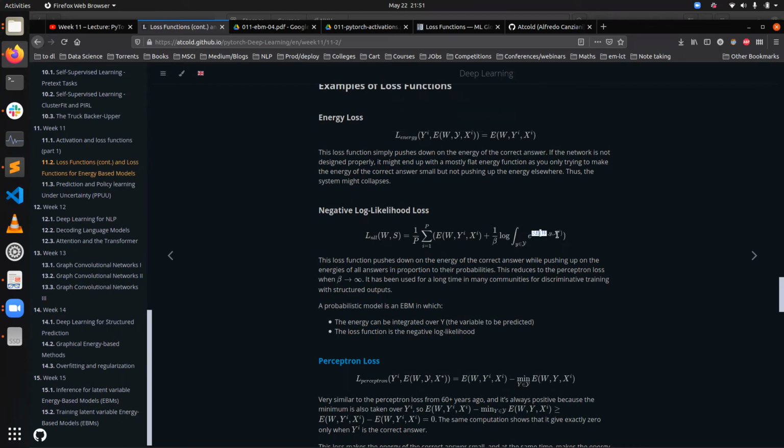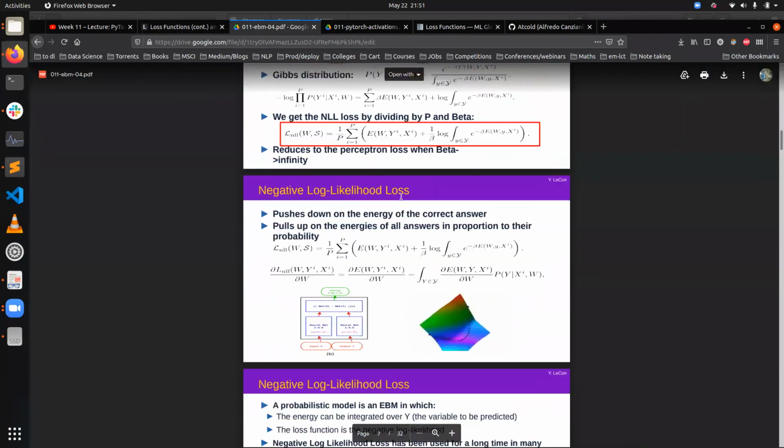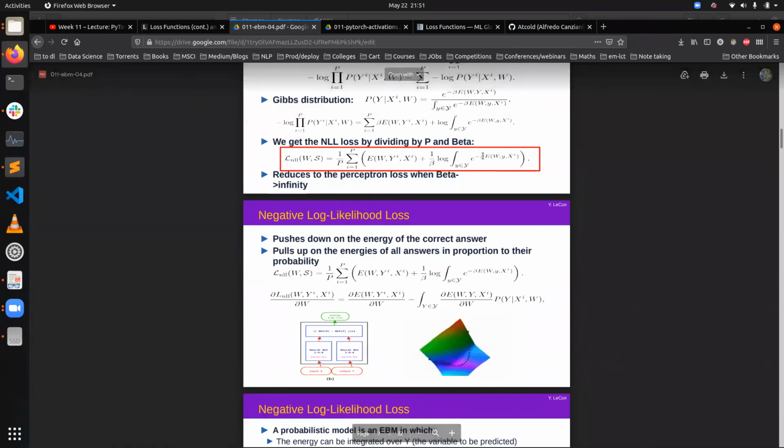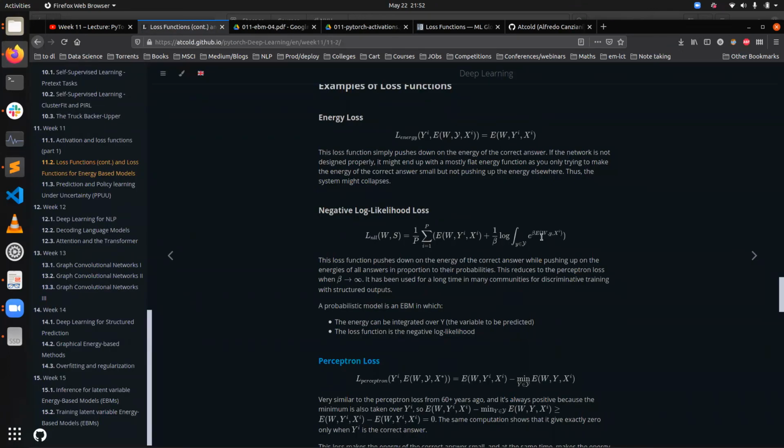I think this formula is wrong. There should be a negative here. Yep, there's a negative at this place if we can see. Since this negative is ensuring that the loss will be high if your energies at other y's are low. So basically it pushes down on the energy at the data points and pushes up the energy at all other y's.